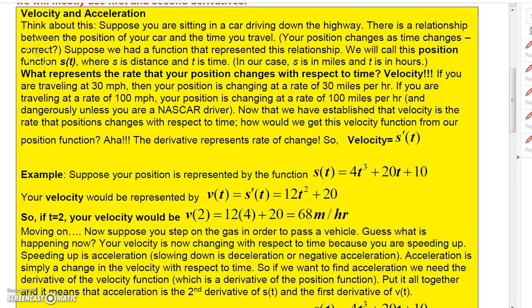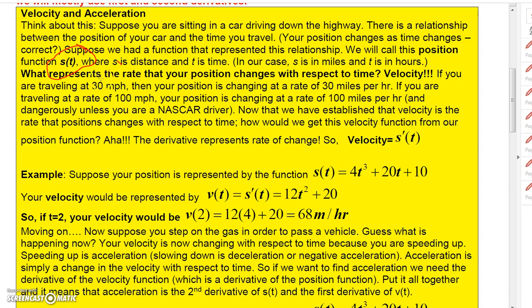Now let's talk about velocity and acceleration. Suppose you're sitting in a car driving down the highway. There's a relationship between the position of your car and the time you travel. So in other words, your position changes as time changes. Suppose we had a function that represented this relationship. We will call this function s of t, where s is the distance and t is time. In our case, s is in miles and t is in hours.